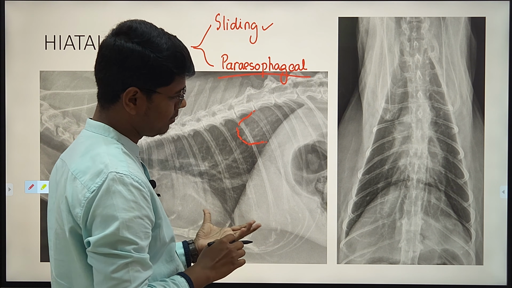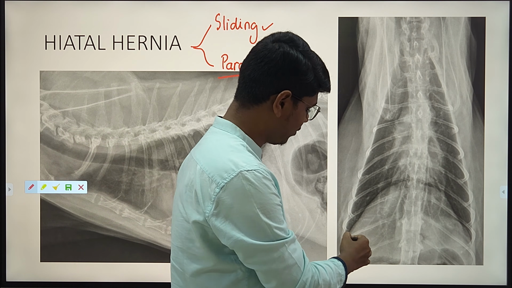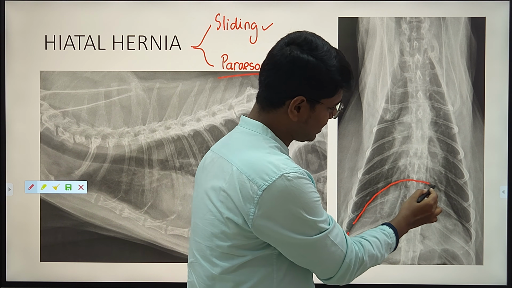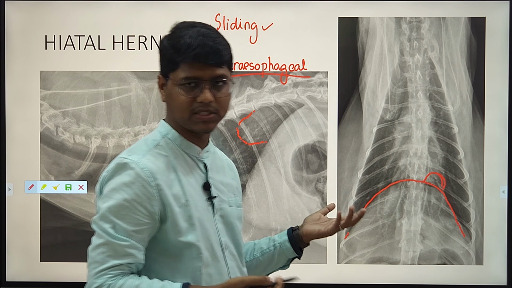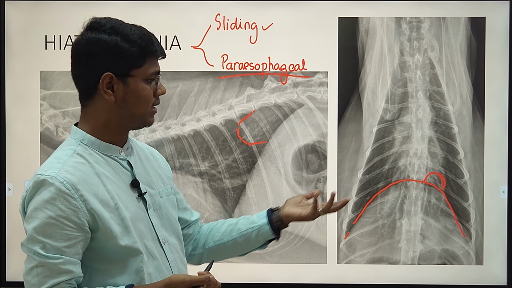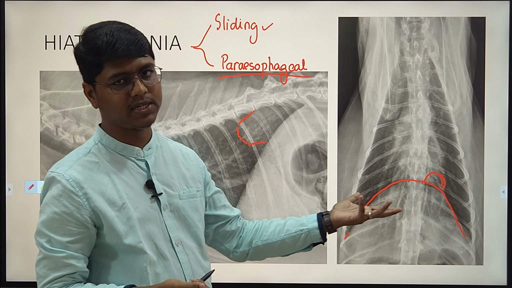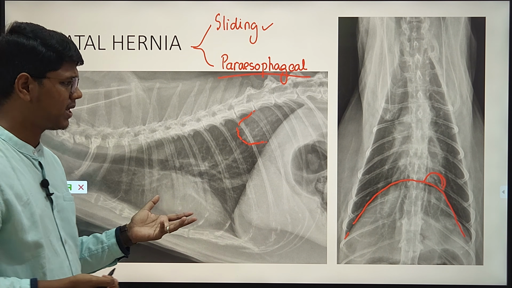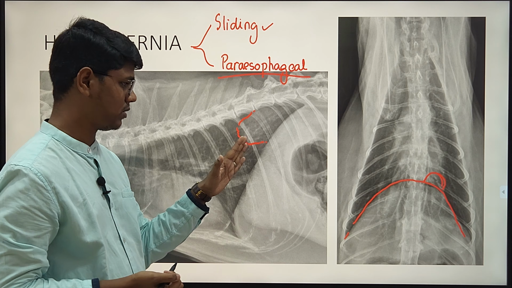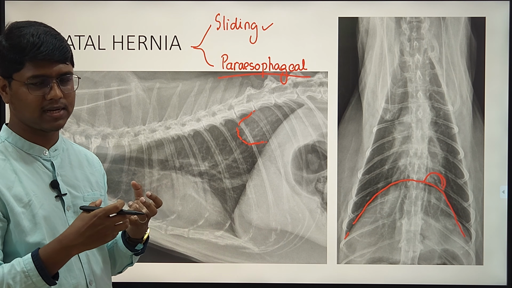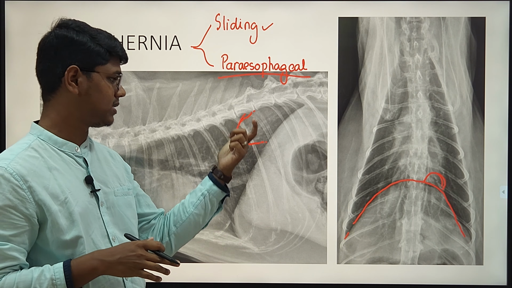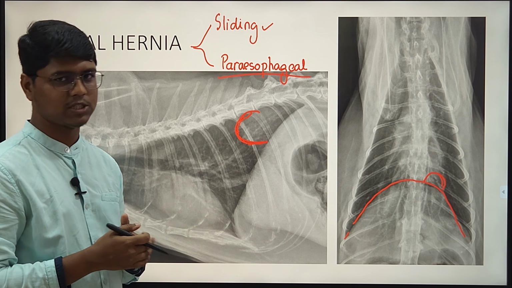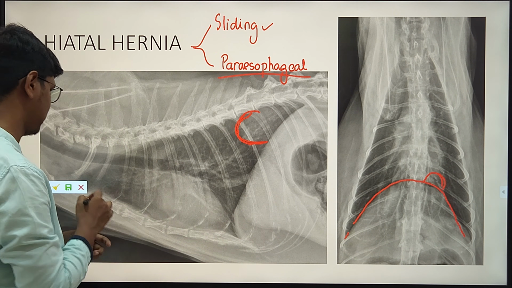When the same animal was presented on VD view for the radiography, you can see there isn't any bulging of the diaphragm. As this is a sliding hernia, the VD view is very much normal. Sometimes, to diagnose this sliding hernia, you have to increase the abdominal pressure. Then you can see the herniation, especially of the fundus of the stomach.